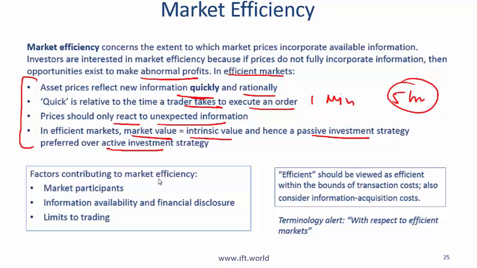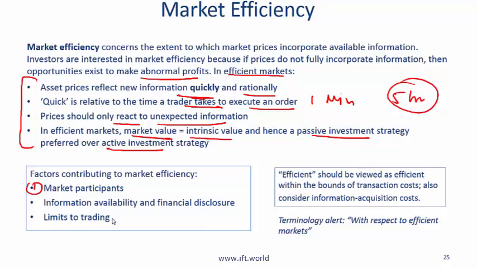What are the factors which contribute to market efficiency? The big one is market participation. So if there are lots of market participants, then the market will be more efficient. Information availability and financial disclosure. If there is a high amount of information and high amount of disclosure, that makes markets more efficient.